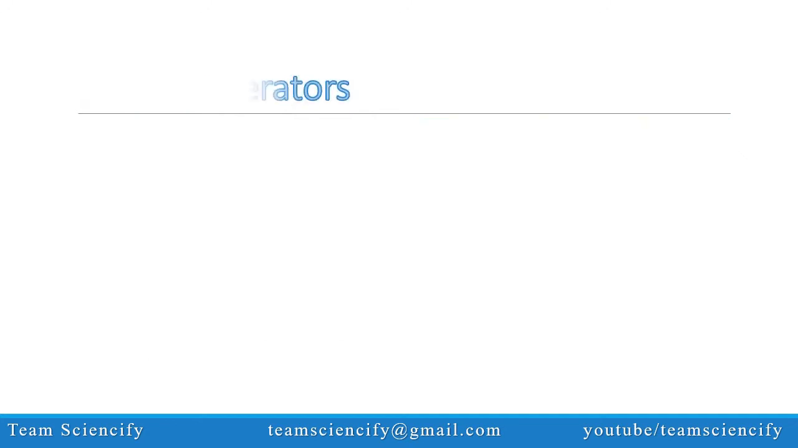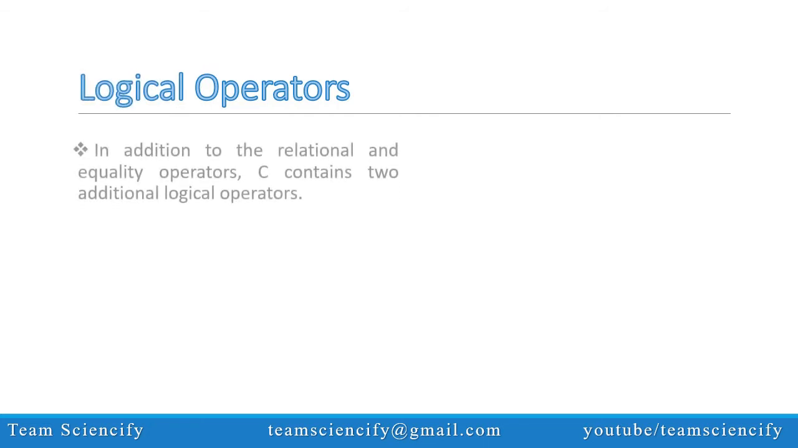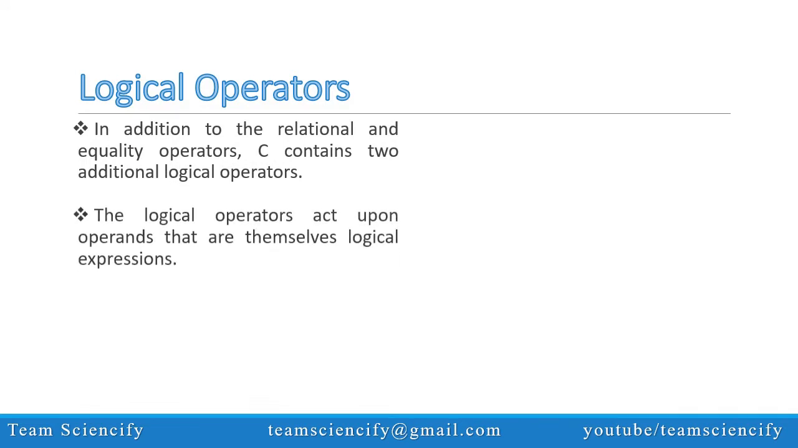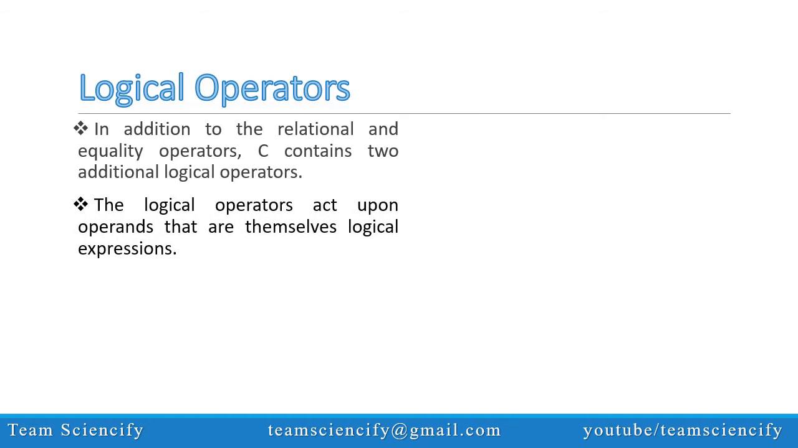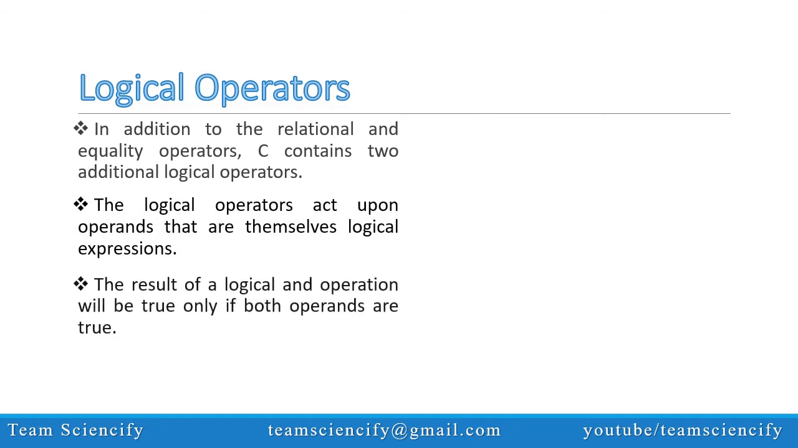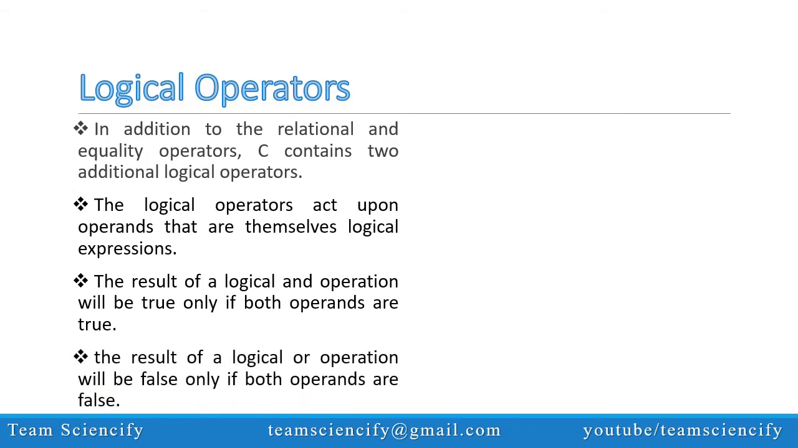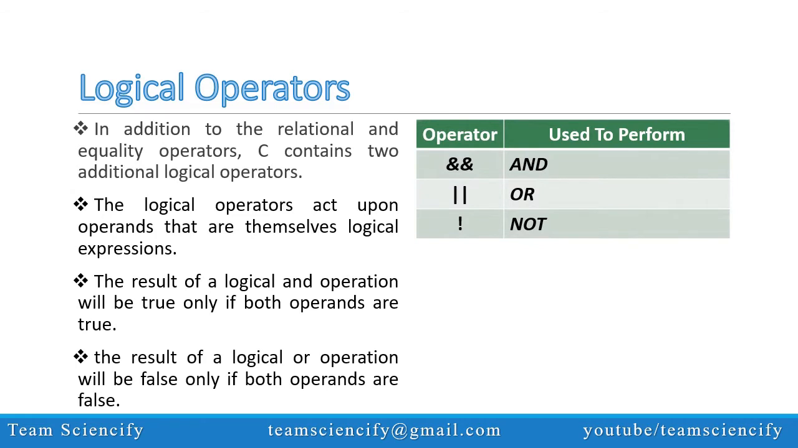Friends, let's move on and learn about another type of operators, which are logical operators. In addition to the relational and equality operators, C contains additional logical operators. The logical operators act upon operands that are themselves logical expressions. The result of a logical AND operation will be true only if both operands are true. The result of a logical OR operation will be false only if both operands are false. The 3 types of logical operators used in C are shown in the table.